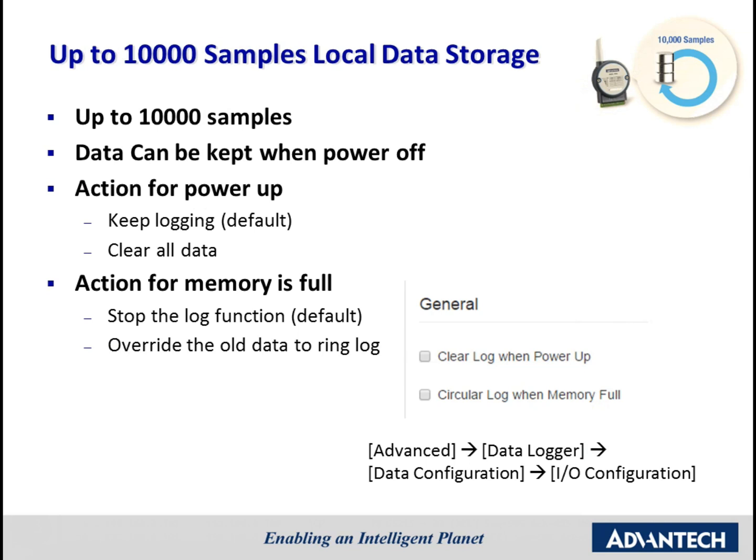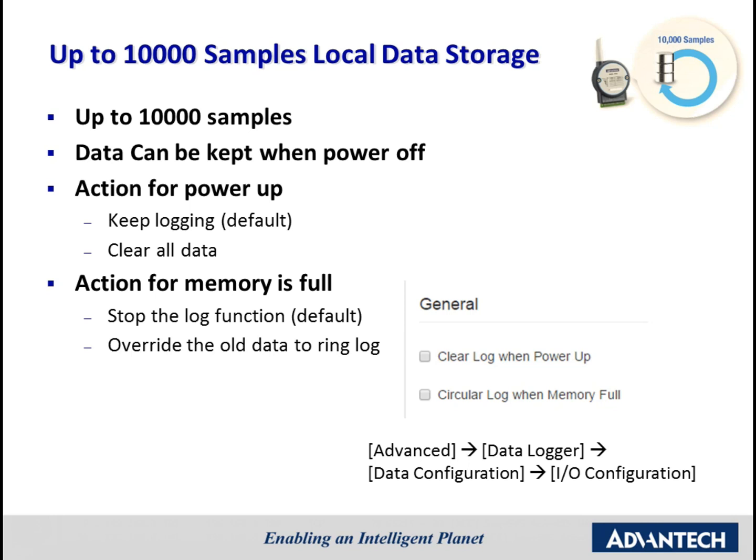The fourth feature, up to 10,000 samples of local data storage. The internal flash of the WISE module can log up to 10,000 samples of data with the timestamp. Data can be kept in the data logger even if WISE is powered off. There are some actions the user can decide with the data logger. Once the module is powered on, you can decide to continue logging or clear all data. Keep logging is the default setting.